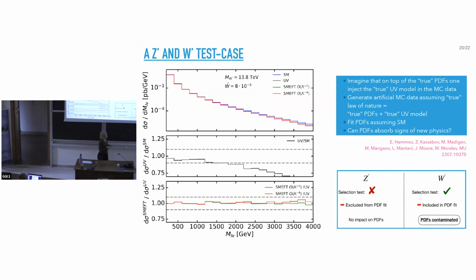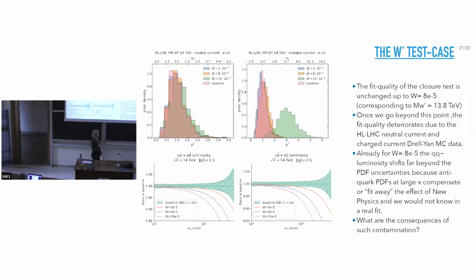First of all, we checked that if we take the UV model, we stay in a region up to 3.5 TeV in the high luminosity LHC that can be described by the SMEFT, but that's just a technical thing. And then there is a region in which the tails are affected by new physics, but we wouldn't see it because the PDF uncertainty is huge in this region. So we would need to add this data to constrain the PDFs. Then there is this magic number, W equal to 8 times 10 to the minus 5, which corresponds to a W prime with a mass of 14 TeV.